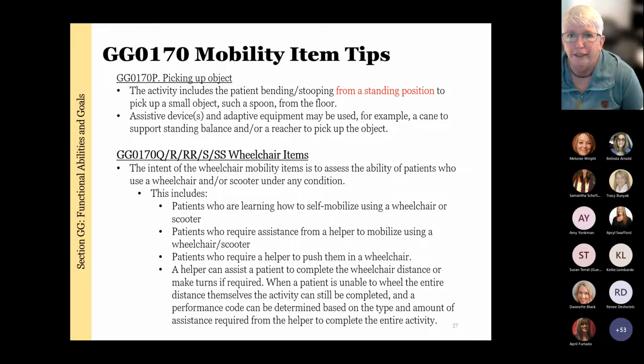Assistive devices and adaptive equipment may be used, for example, a cane to support your standing balance and or a reacher to pick up an object. So you can use a reacher and it will qualify for this.